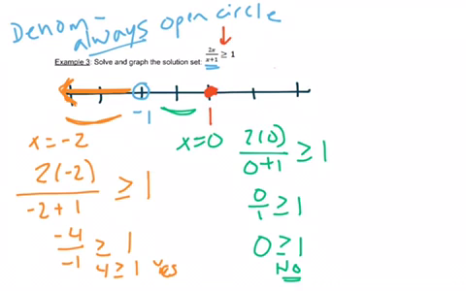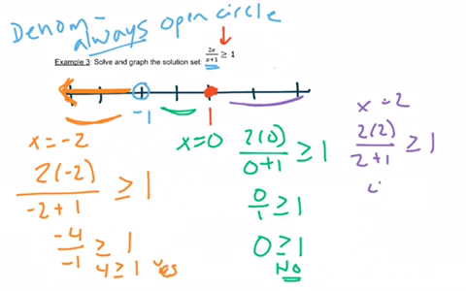And then finally, I'll choose a number over here. So let's say 2. So I'm going to stick 2 into my original problem. And I get 4 over 3, and 4 over 3, if you put that into your calculator, is 1.33333, but that is bigger than 1. So I'd want to shade this part right here.